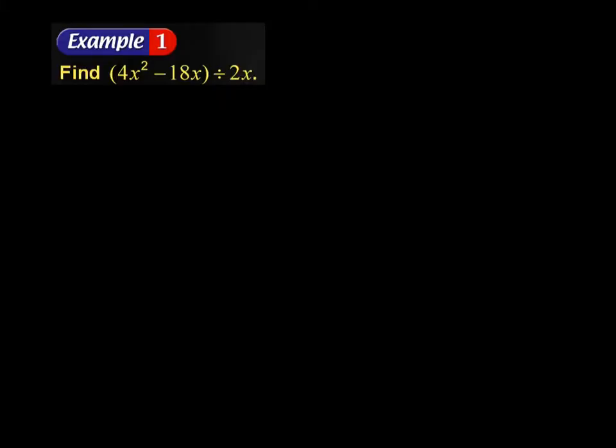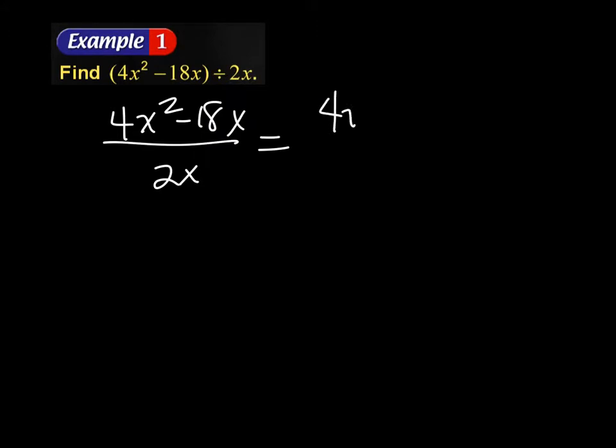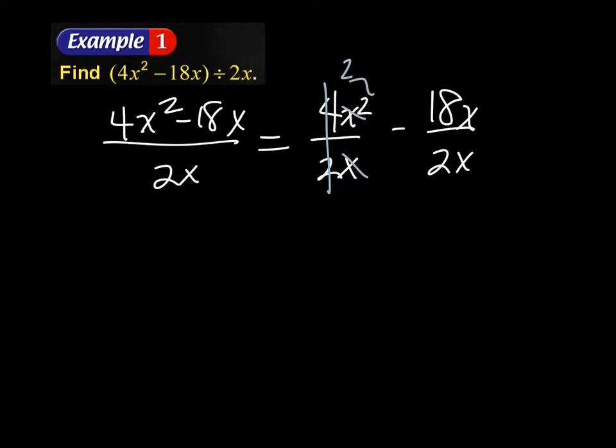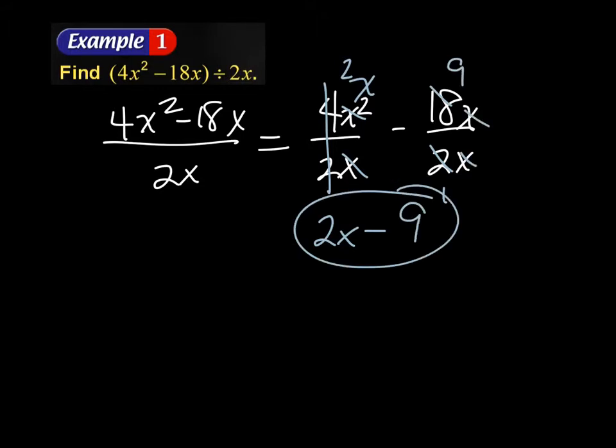So if we wrote this with a fraction bar, it'd be 4x squared minus 18x divided by 2x. And just like we did with the arithmetic, we can write them as two separate fractions. And then each one is easy to simplify. So I've got 2x minus 9. And we are off the hook for stating the excluded values, so we're done.